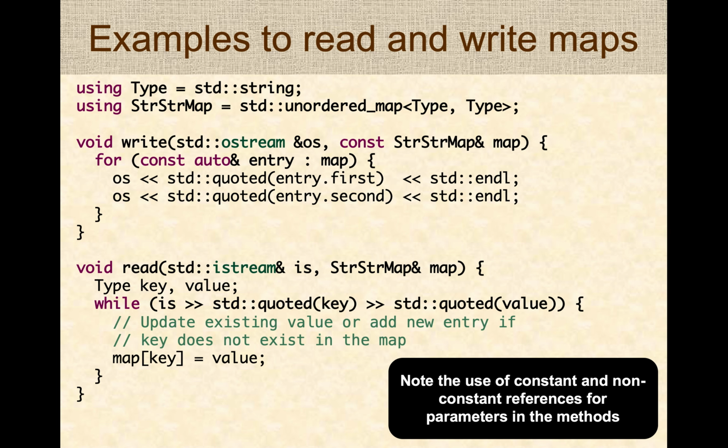So as long as we're able to read a pair of values, we add the pair of values to the map that is supplied as a parameter to this method. Keep in mind, of course, the map either adds a new entry if it doesn't exist, or will update an existing key if the key already exists.